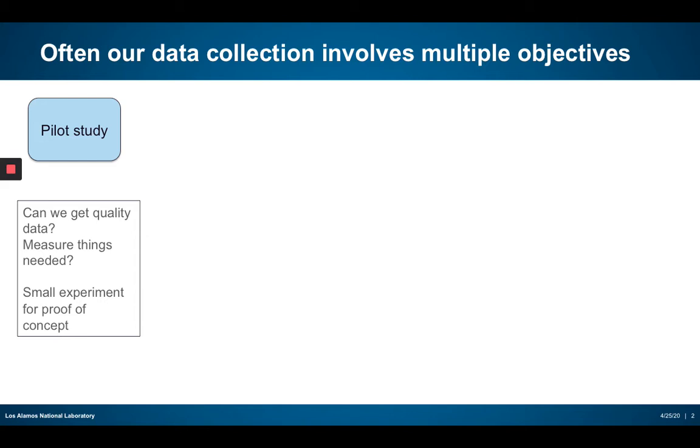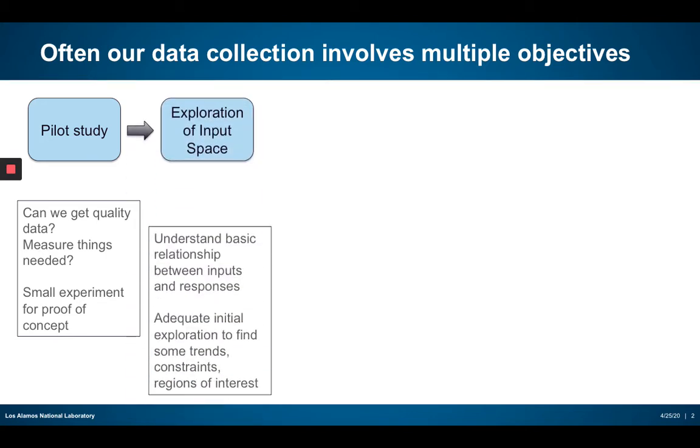Here's a typical collection of steps that we often have, and you can see that each one of them has its own motivation. We might start with a pilot study where we're just trying to establish that we can get good quality data and measure everything that's needed. This typically isn't a formal designed experiment. Then we might do some exploration of the input space. We're trying to understand those basic relationships between the inputs and responses, and so we want to make sure that we have enough data to explore throughout the region to understand what's happening. And we might do that in more than one step.